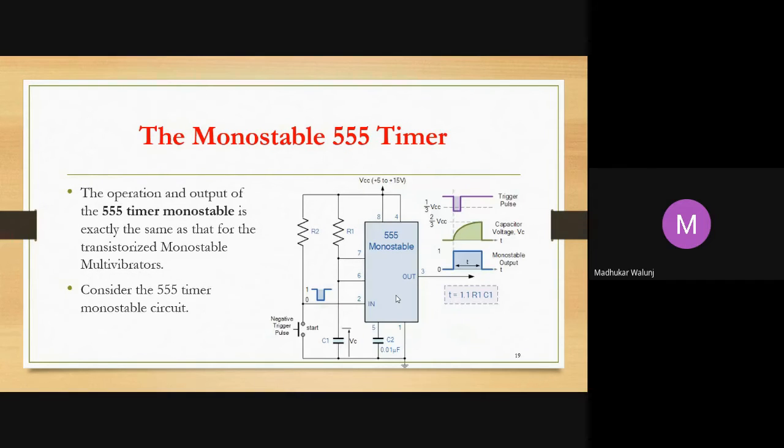So today we are going to see how the 555 timer can be used in a monostable way. For this case, what we require is the IC 555, and we require two resistors and two capacitors. So where should they be connected? It is very simple.